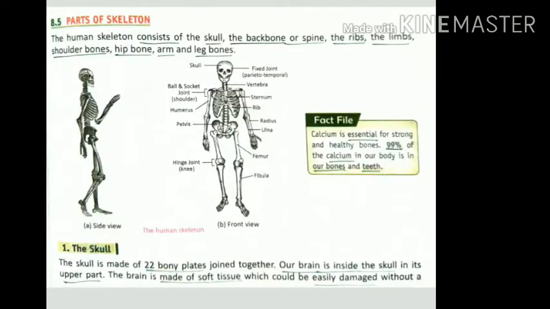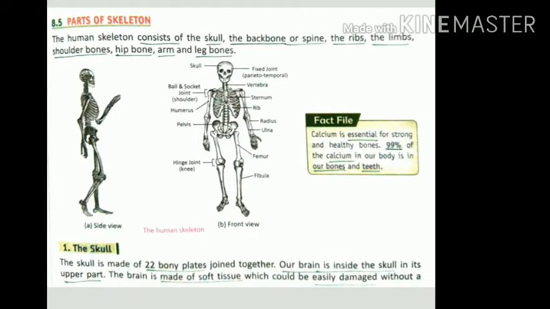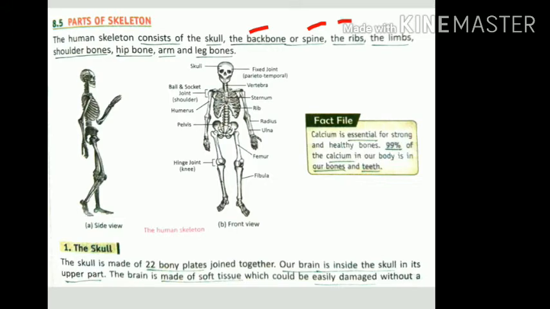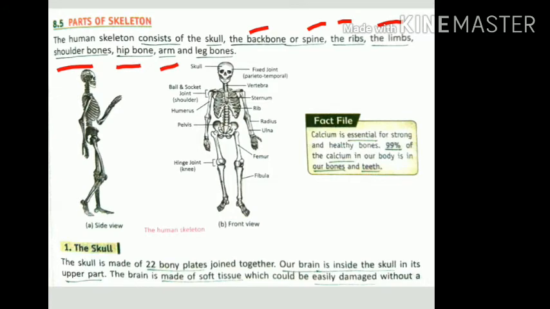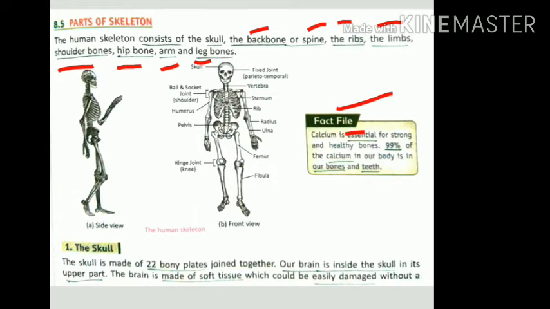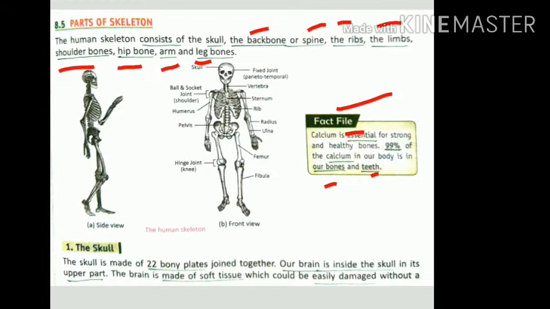Children, in this video, we are going to study the parts of the skeleton, because our skeleton is made up of different parts. Here, like the backbone, another name of the backbone is spine, ribs, the limbs, shoulder bone, hip bone, arm, and the leg bones. There's an important fact file that calcium is very essential for strong and healthy bones, and our bones and teeth are 99% made up of calcium.